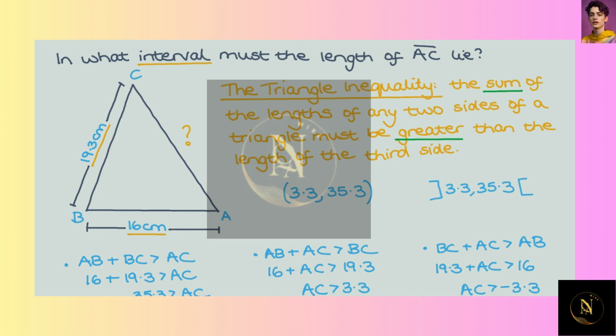You may also see an open interval referred to using square brackets but facing outwards to indicate that the two endpoints of the interval are not included. So the interval of values in which the length of AC must lie is between 3.3 and 35.3, but this is an open interval, so the endpoints of that interval are not included.